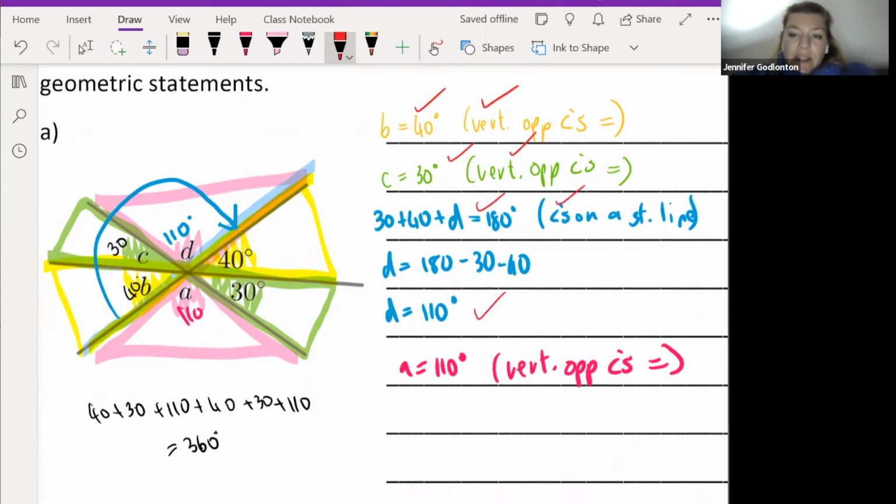1, 2, 3, 4, 5. So this question would have been out of 9 marks. It doesn't matter at all which letter you start with. You could have started with any letter. This would have been out of 9 marks.